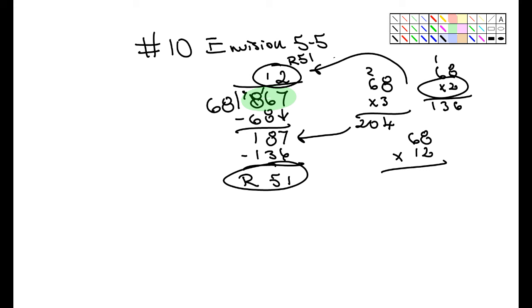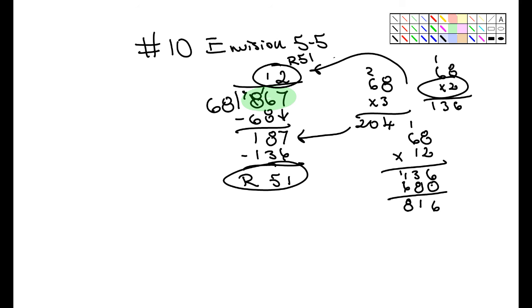2 times 8 is 16. Put down the 6, carry the 1. 2 times 6 is 12, plus 1 is 13. Here's my placeholder. 1 times 8 is 8. 1 times 6 is 6. So we have a 6 and an 11. Carry the 1. 816. Okay.